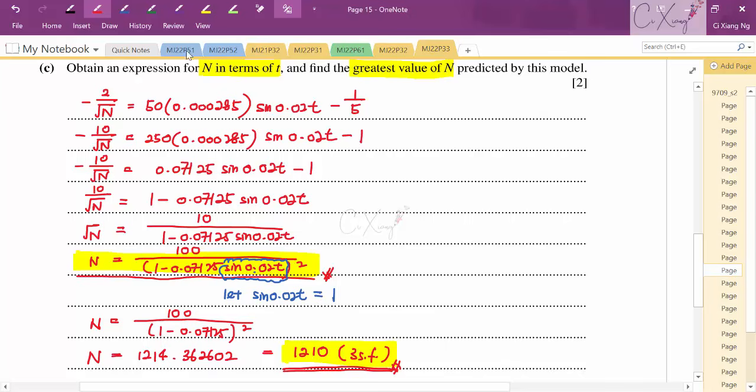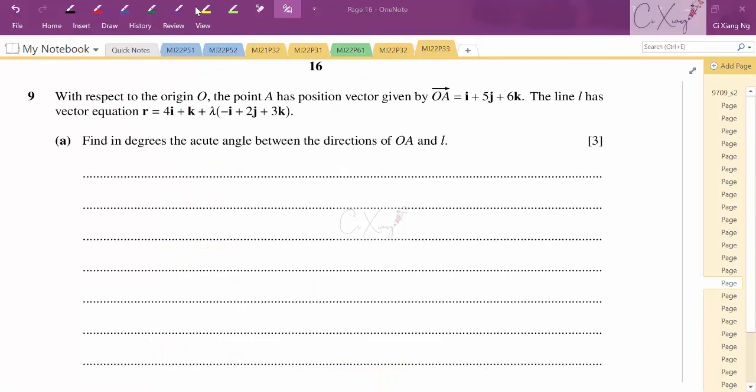Okay, but no matter how, for the marking scheme, they actually accept quite a wide range. So they accept the answer from 1209 to 1215. So as long as your answer is between 1209 to 1215, basically your answer is correct. Okay, so this is due to the reason that some of us might not use the long original value for the k, so we might cut it short. Therefore, it comes up with a slightly different answer here. Okay, so this is how we solve question number 8.